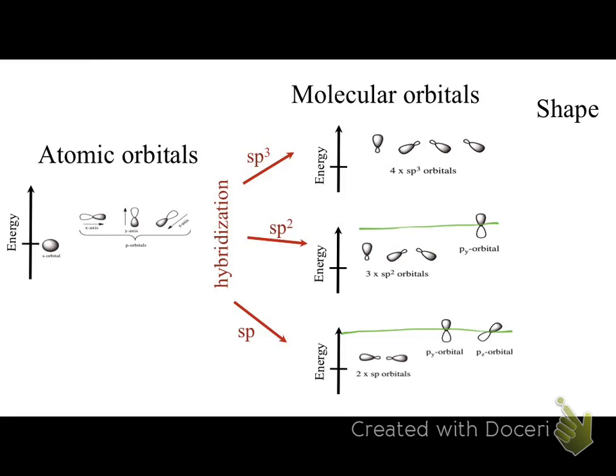So which one was the higher? The sp has the lowest energy. Your p orbital will be the highest energy, followed by your sp3, followed by your sp2, followed by your sp. Other questions with that?